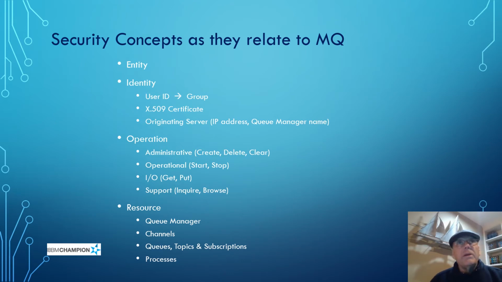The identity also could be in an SSL TLS certificate. That's an X.509 standard certificate. It could also be that this is an MQ to MQ transfer, just like an email server talking to an email server peer, in which case you may have the originating server name or IP address, or in this case queue manager name, as the identity. You can have those different kind of operations we talked about: administrative, operational, I/O support, and you can have resources in MQ terms. Those resources are queue manager, channel, queues, topics, subscriptions, and processes.